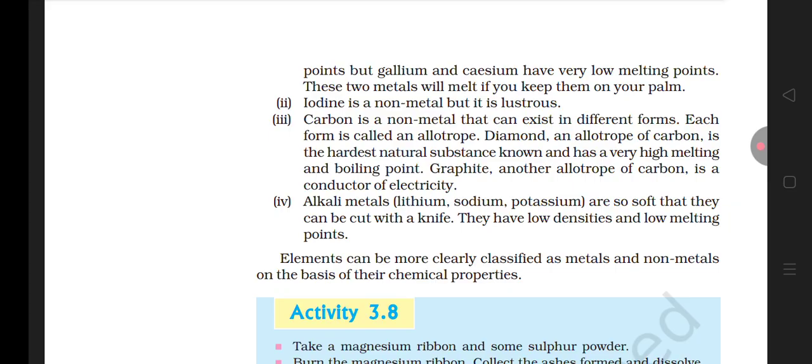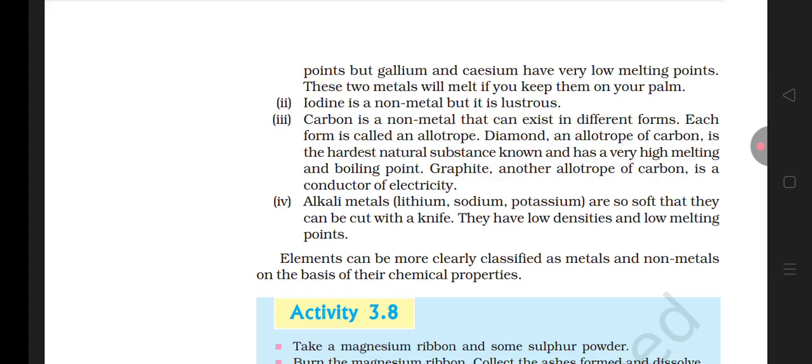Low density means their density is very less. Density means mass by volume, that is, in a given volume, how much mass of particles is present. So when we compare that particular mass with the volume, we get density. So these are very soft, they have very low density and low melting points. Elements can be clearly classified as metals and non-metals on the basis of their chemical properties.